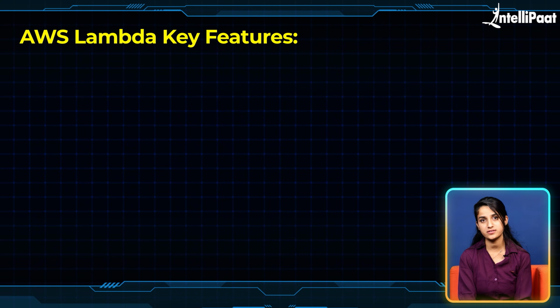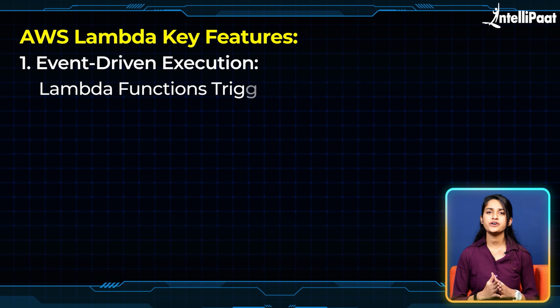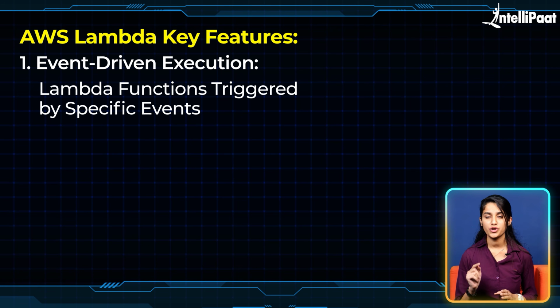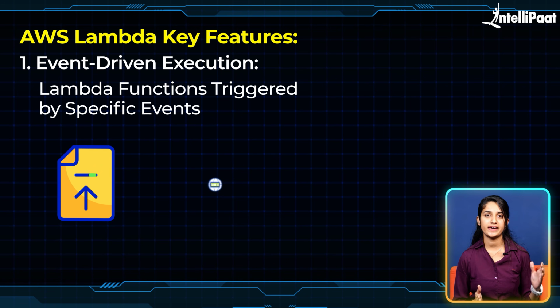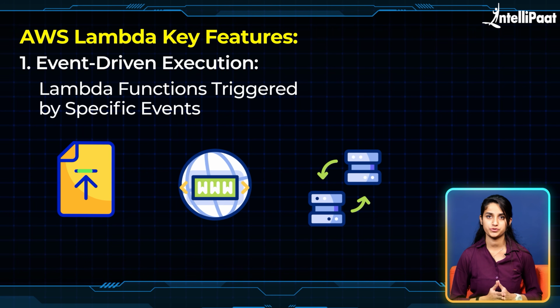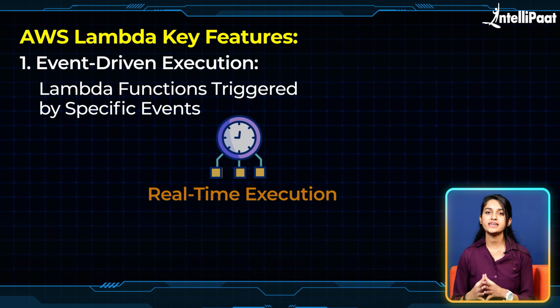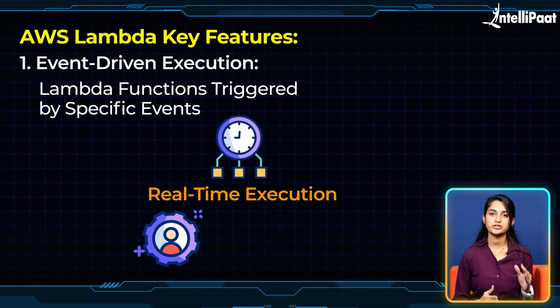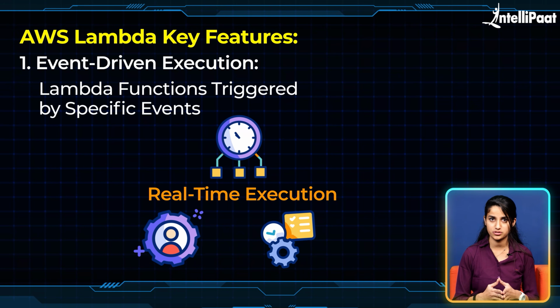Now that we have covered what AWS Lambda is and its core concepts, let's break down the tangible features that make it such a versatile solution for developers and businesses alike. So here's what makes it stand out. First is event-driven execution. Lambda functions are triggered by specific events, whether it's a file upload, an HTTP request, or a database change. This allows real-time, dynamic execution based on actual user or system actions.